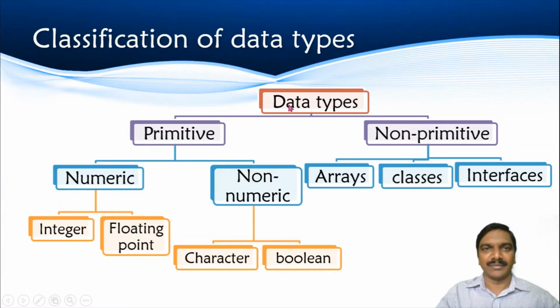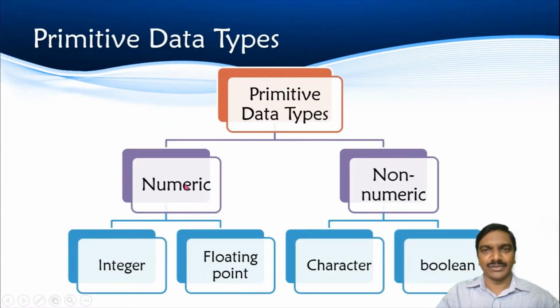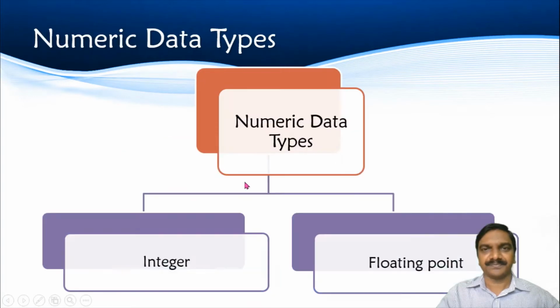We have primarily primitive data types and non-primitive data types. Primitive means primary data types. Primitive data types are once again classified into numeric and non-numeric. Numeric types are classified into integers and floating point numbers, whereas non-numeric types are characters and booleans. We will first concentrate on the primitive data types part, and within that, the numeric part: integer and floating point.